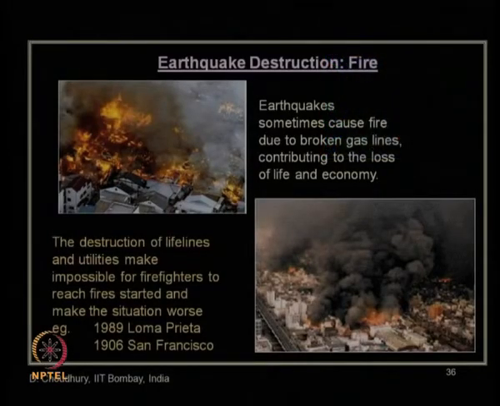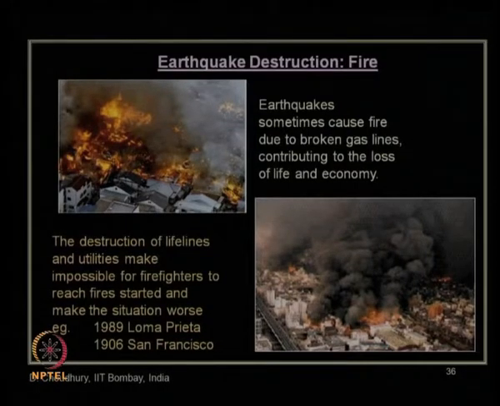Now, let us discuss the indirect effect of earthquake, which we mentioned initially, that is fire. Fire is an indirect result of earthquake destruction. You can see in this picture, earthquakes sometimes cause fire due to broken gas lines, contributing to the loss of life and economy. That will be the most disastrous. You can see from these pictures, after the earthquake, the entire city got caught by fire, and that is because of the broken gas lines.